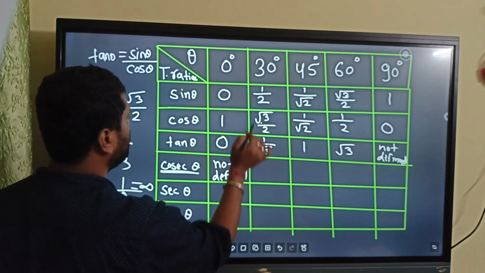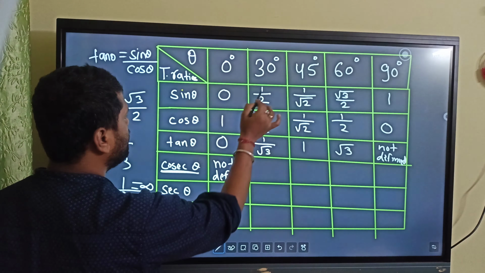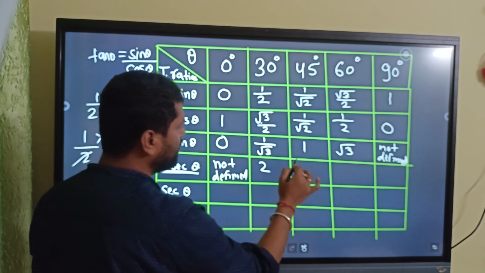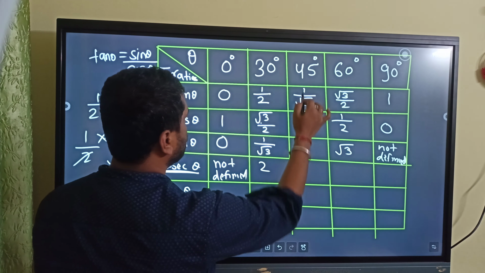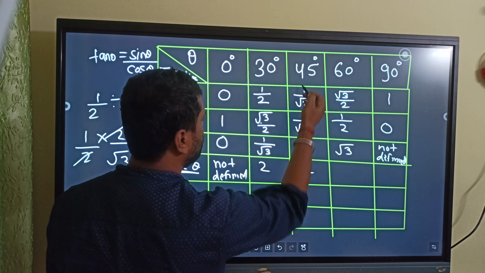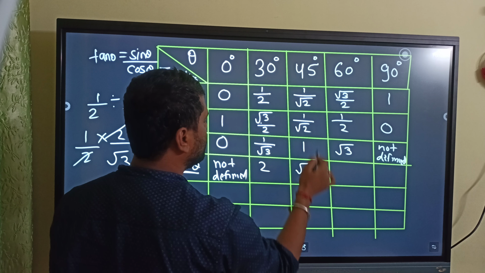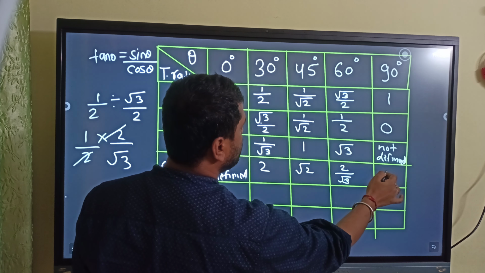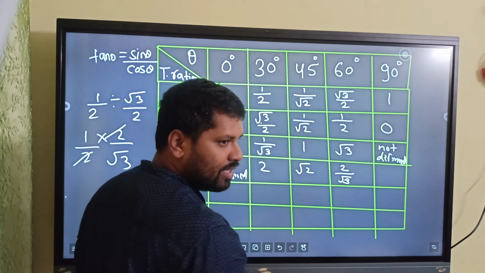Ulta of tan. So here it is 1 by 2. Here how much it will be? 2. 2 by 1, 2. So here root 2. Root 2. Simple. 1 divided by 1 by root... here 2 by root 3. Here 1, 1 by 1. 1. Ulta is 1 by 1 again. 1.